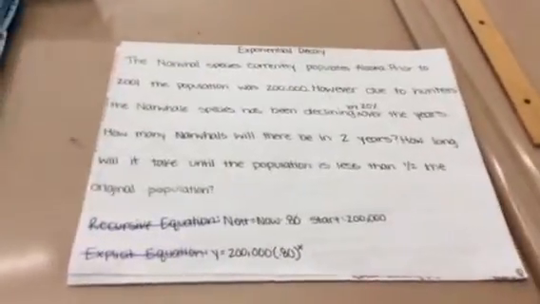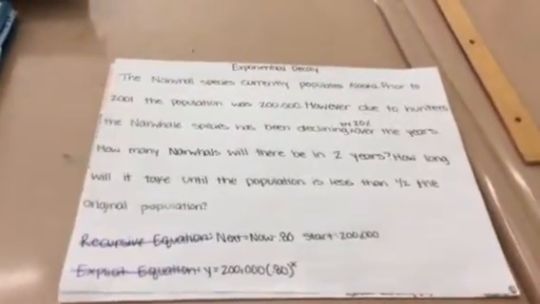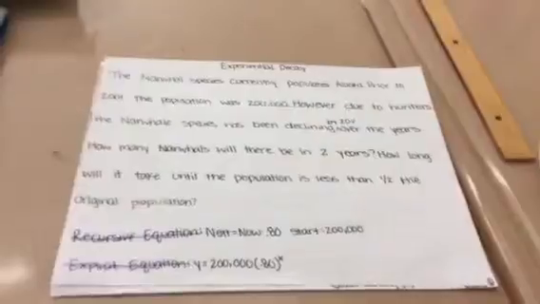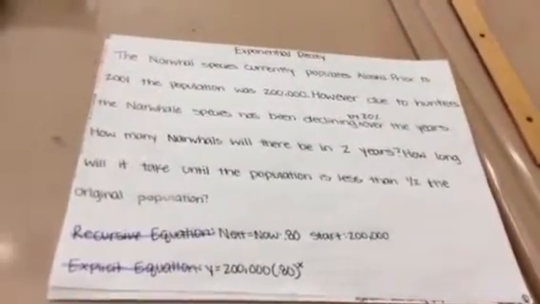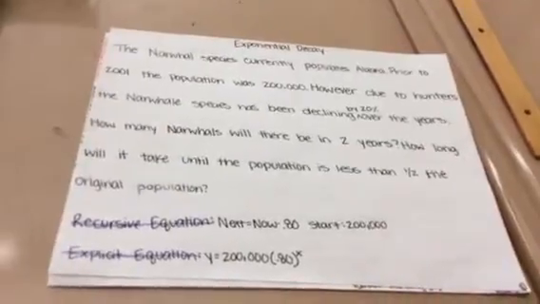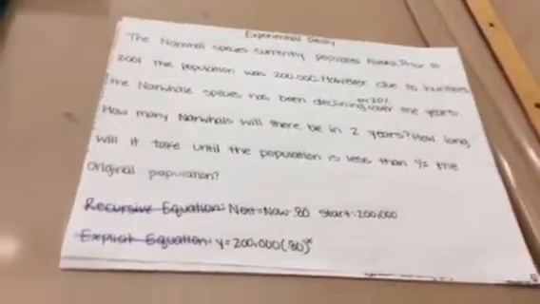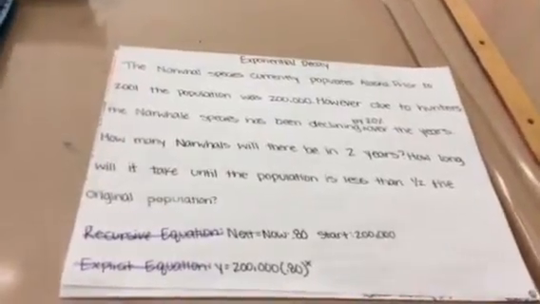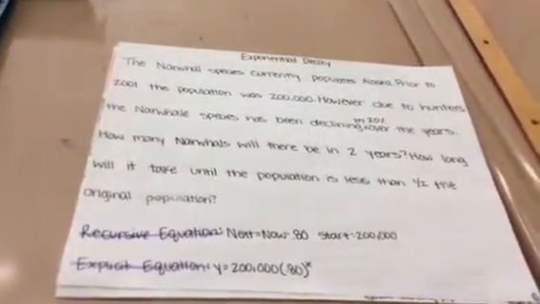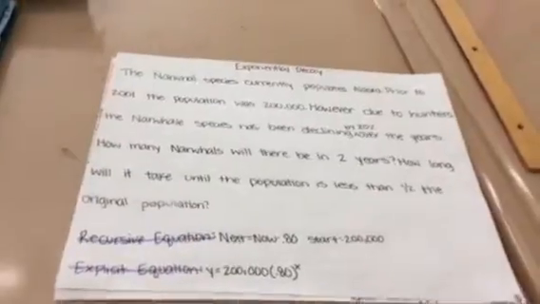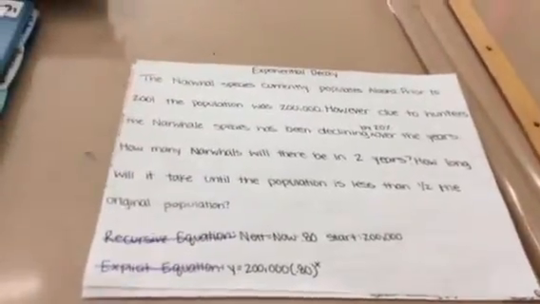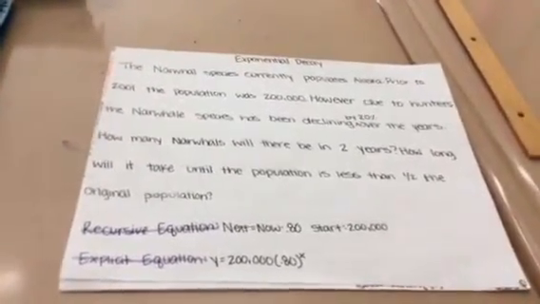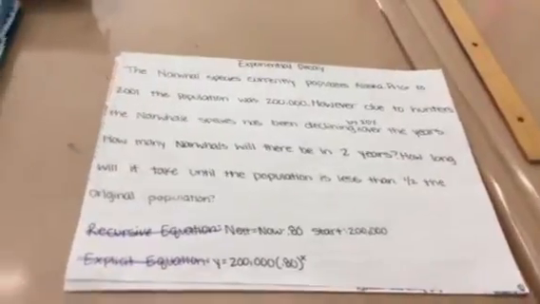The recursive equation for this problem is next equals now times 0.8, start equals 200,000. The start comes from the population in 2001 being 200,000, and the 0.80 comes from the decline of 20%. So you have to multiply it by 0.80 because 80% of the population is left. The explicit equation is y equals 200,000 times 0.80 to the x power.